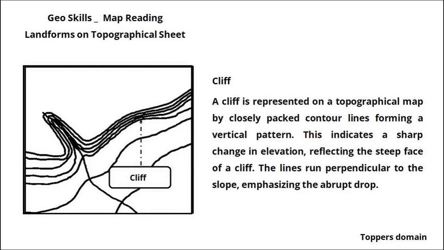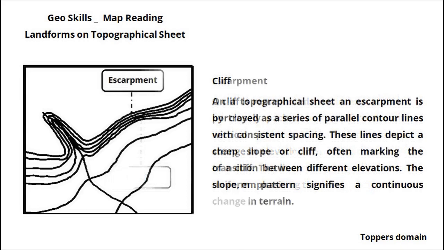The cliff. A cliff, captured in contour lines, stands as a testament to nature's grandeur. A cliff is represented on a topographical map by closely packed contour lines forming a vertical pattern. This indicates a sharp change in elevation, reflecting the steep face of a cliff. The lines run perpendicular to the slope, emphasizing the abrupt drop.